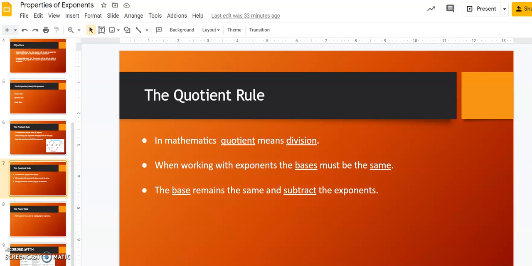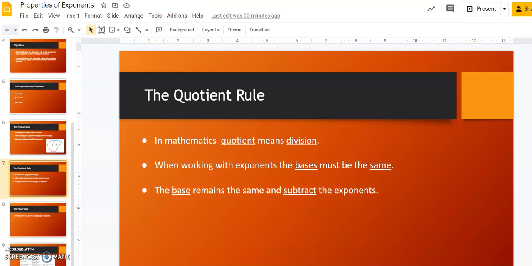Okay, so I assume you went through the product rule. So now we're going to go through the next one called the quotient rule. The quotient in mathematics means divide. All right, so in mathematics, quotient means division.